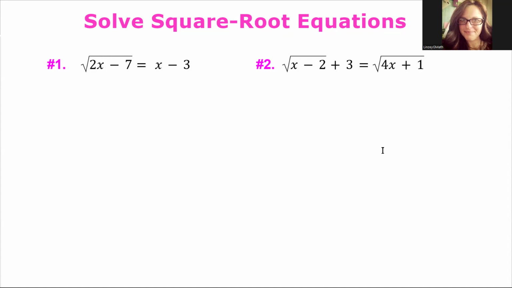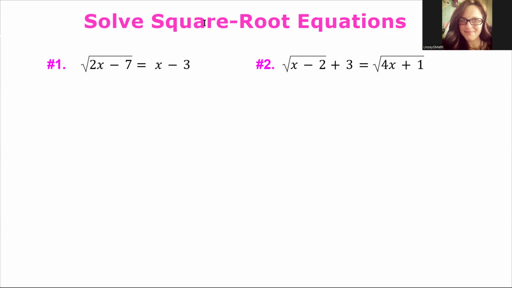Welcome to our session on solving square root equations with quadratics. We're going to take a look at these two problems. You can always pause the video here and try them before we go through them. All right, here we go.